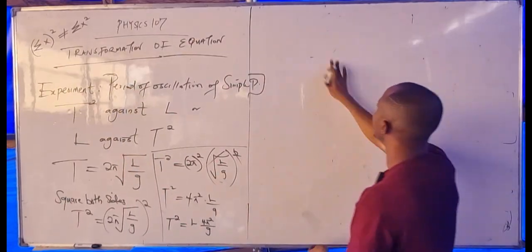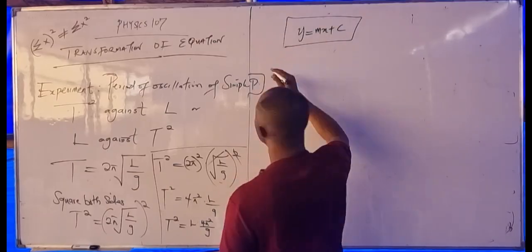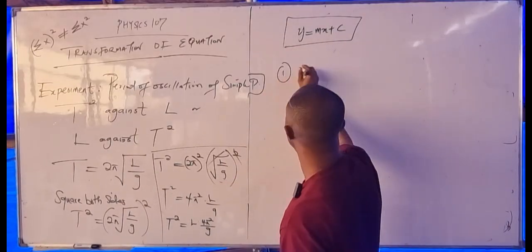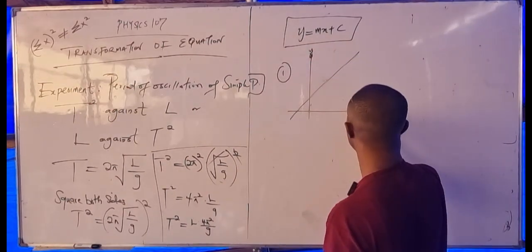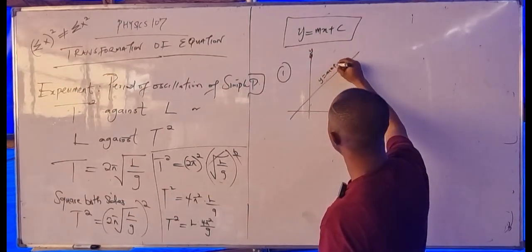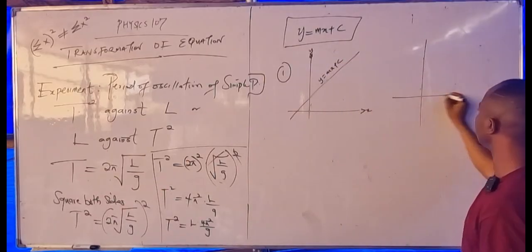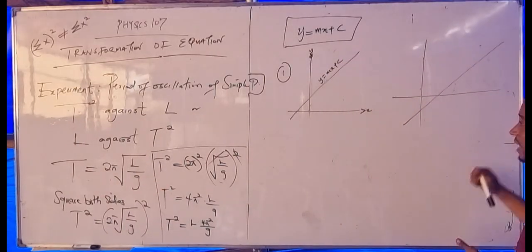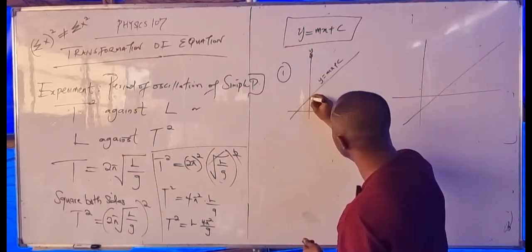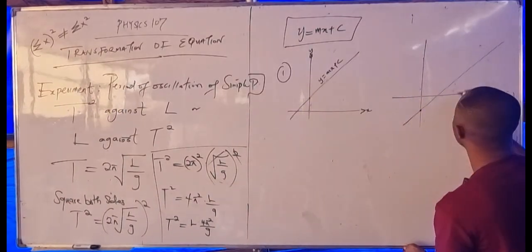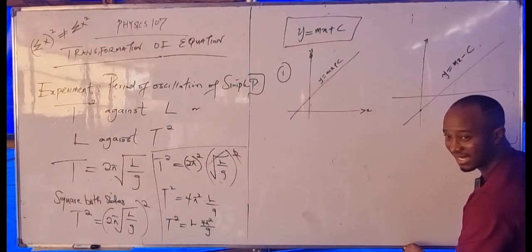We state that all linear graphs are y equals mx plus c. Then we have different forms of this graph. The first form is this. If the graph is of this kind, Y against X, this is y equals mx plus c. Where is the graph cutting? Negative Y. Here it's cutting positive Y, is that not? So since this is cutting negative Y, this becomes y equals mx minus c. Are you getting the gist here?